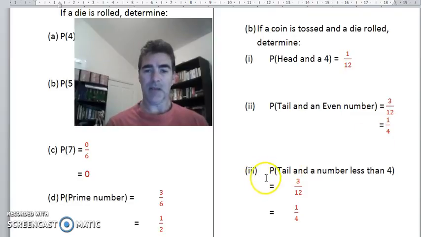And the third part, probability of a tail and a number less than 4. Just remember 4 is not less than 4, so we want a tail 1, tail 2 or tail 3, so there's 3 possibilities out of the 12, which again simplifies to 1/4.